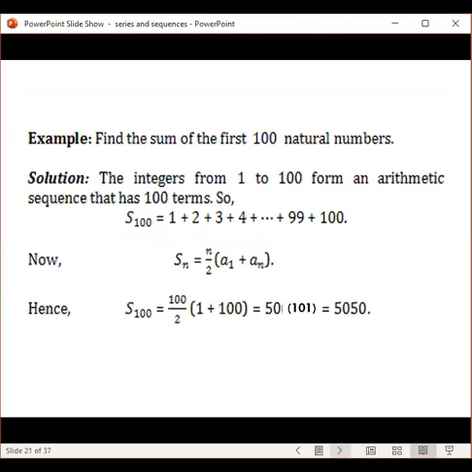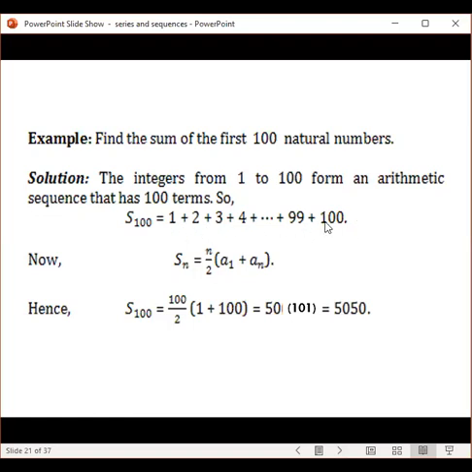So what we want is to find the sum of the first 100 natural numbers. If we refer to the natural numbers, the starting number would be 1. So natural numbers, we have 1, 2, 3, 4, and so on. Natural numbers are also known as the positive integers. So if you want to find the first 100 natural numbers, that is the sum of 1, 2, 3, 4, up to 100.